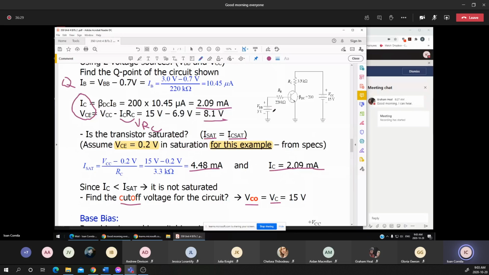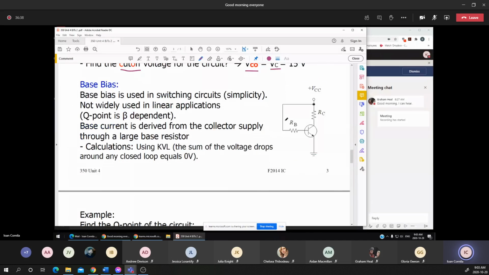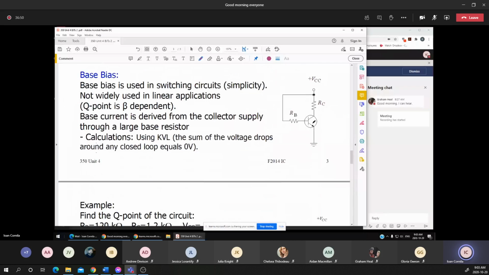What is the disadvantage of this circuit? It uses two voltage sources, and two voltage sources are not always available. More convenient is connecting the RB, the resistance that is connected to the base, to the same voltage source, and we'll end up with a simplified circuit that uses just a single voltage source: 5 volts, 10 volts, 15 volts, or any other voltage. But I'm using just two resistances. This type of circuit is not used intensively, and I'll refer to that a bit later, because it's beta dependent.